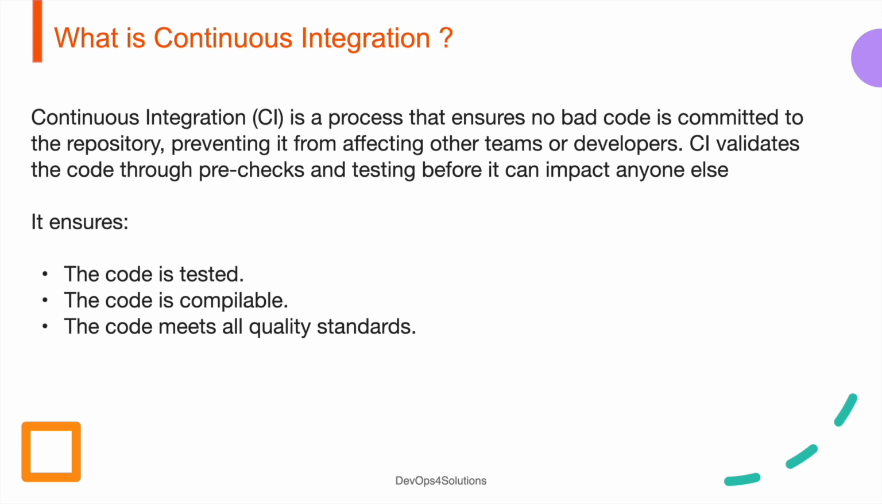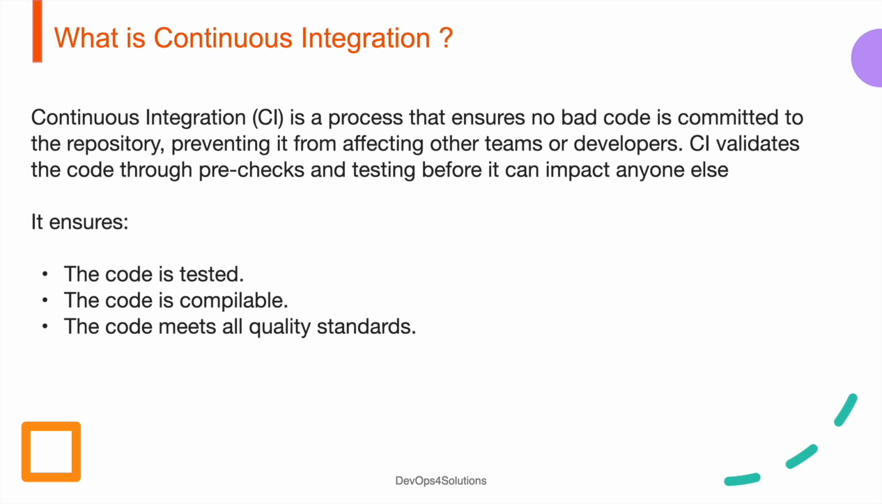So continuous integration is a process that ensures that no bad code is committed to the repo, preventing it from affecting other teams or developers. So if any developer is making any changes in the code, CI is the process that ensures it will not impact anyone else. Not even the developer, because his changes are just on his local machine, so it will not impact anybody else. So CI validates the code through pre-checks and testing before it can impact anyone else.